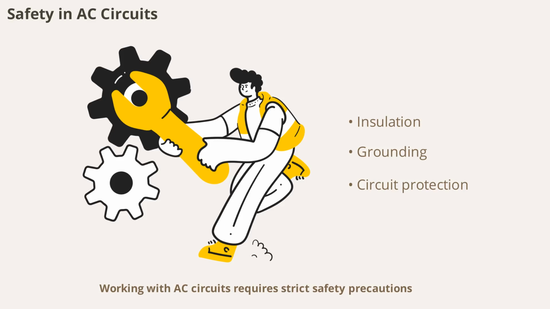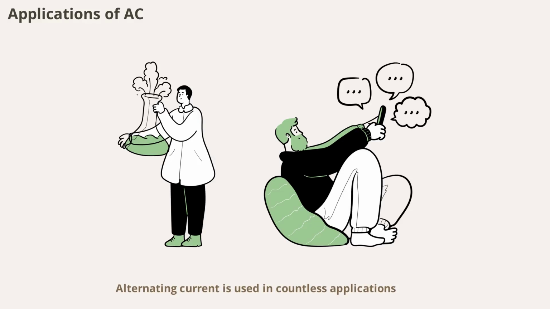Working with AC circuits requires strict safety precautions due to the risk of electric shock and fire. Proper insulation, grounding, and circuit protection devices like fuses and circuit breakers are essential. Understanding the dangers and safety measures associated with AC helps prevent accidents and ensures the safe use of electrical equipment in homes and workplaces.